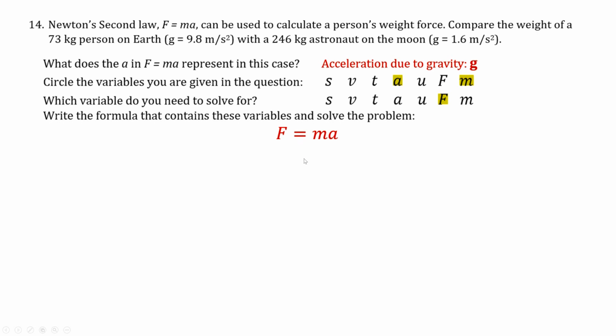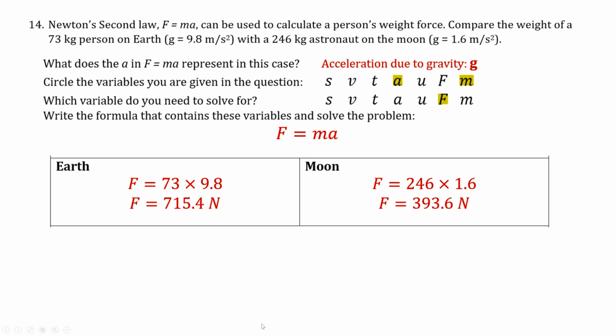So using the F equals ma equation, you're going to come up with these two. Force on Earth 715 newtons, force on the moon 393 newtons. So far less, even though the astronaut is ridiculously heavy compared to the person. So more than 3 times as heavy, but still much less force pulling down, so their feet wouldn't hurt as much.